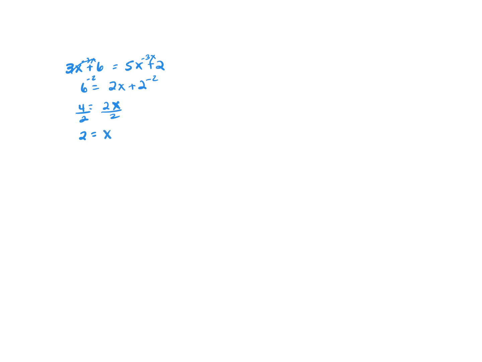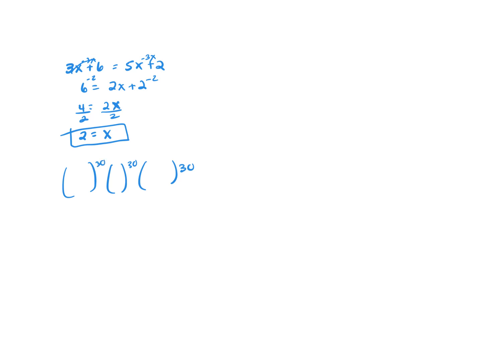All right, number 2. You need to clear your fractions, and your common denominator is going to be 30. That's the smallest number that 2, 3, and 5 will go into. So multiply everything by 30.